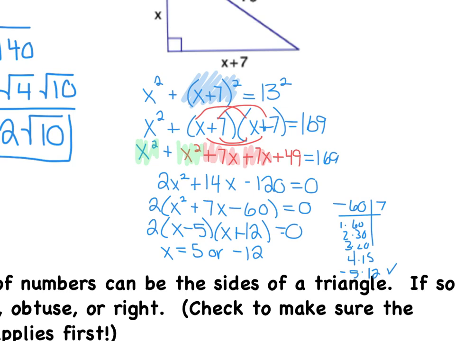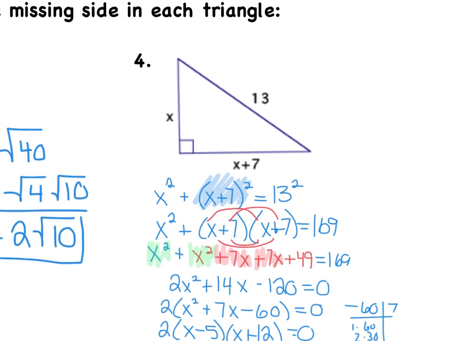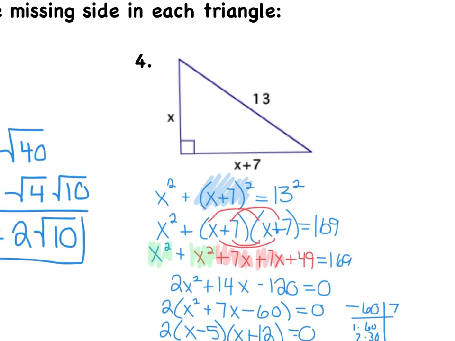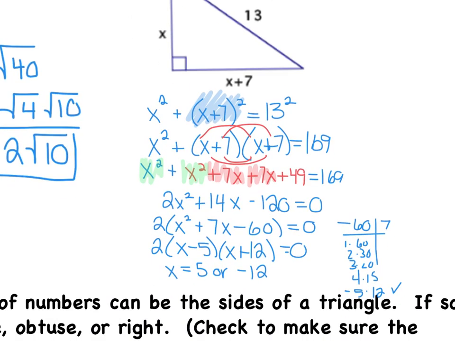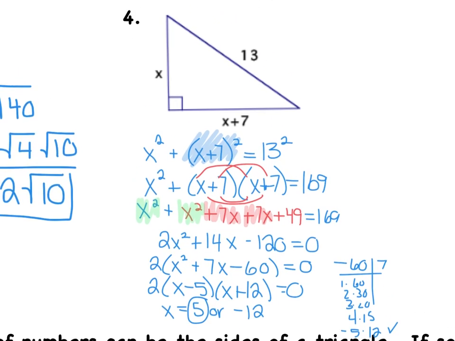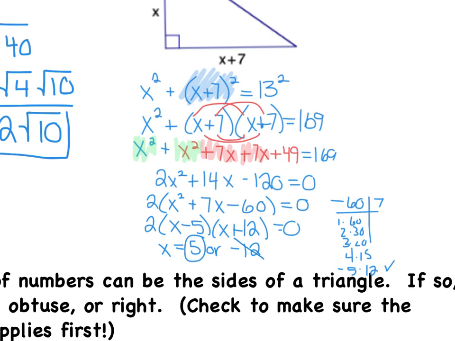Plug these back in. Make sure they don't let the sides of the triangle be a negative number. If I plug in 5 on this leg, that's a vertical line, x would be 5, on the bottom would be 12, perfect. If I plug in negative 12, it is no good because it makes both of my sides equal negative lengths. Triangles cannot have any sides that are negative.